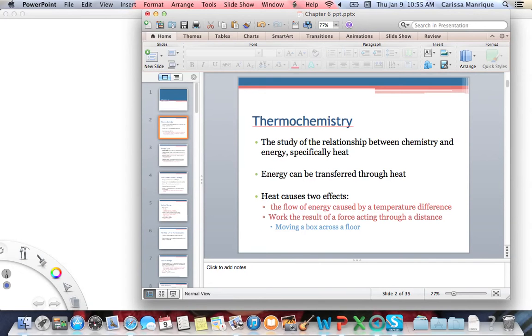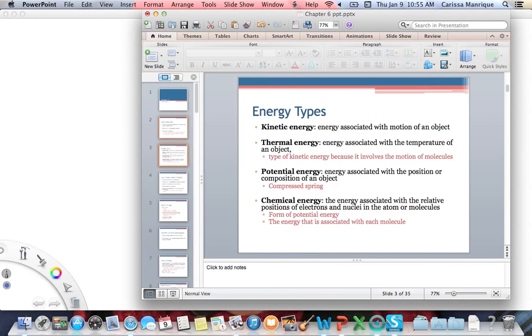If you look at the very basics of thermochemistry, we're just looking at the amount of energy in a chemical reaction. There are different types of energy. There's kinetic energy, which is associated with energy in motion, so when you're moving. When we're looking at thermal energy in a chemical reaction, we're looking at the kinetic energy of a reaction.